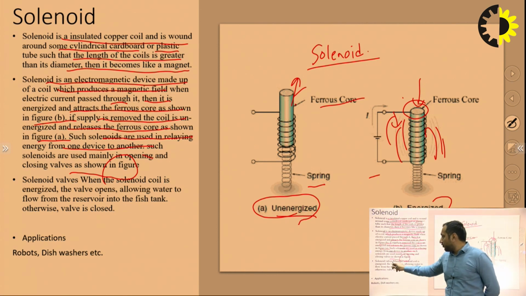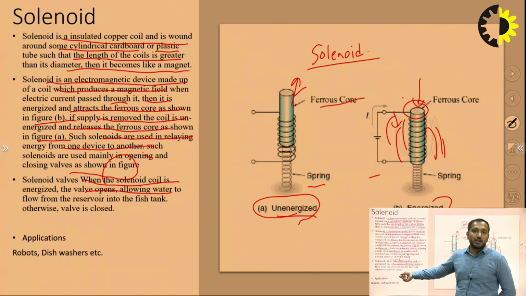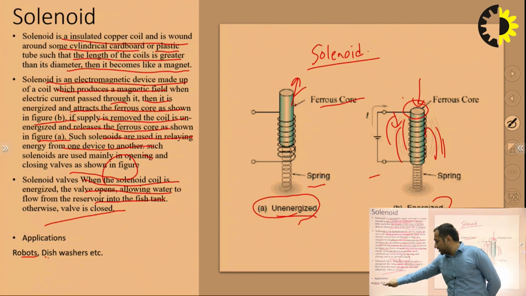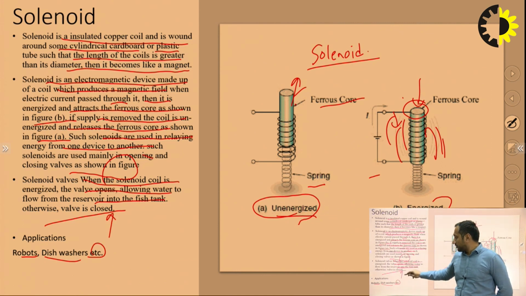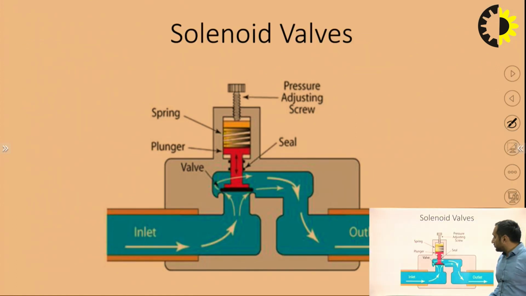In solenoid valves, when the solenoid coil is energized, the valve opens, allowing water to flow from the reservoir into the fixed tank, otherwise the valve is closed. As I said, its application is in the field of fluid, right? Applications are robots, dishwashers, etc. It is a fluid based application, right? Now let us see an example of a solenoid valve.